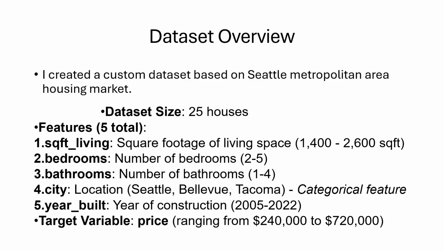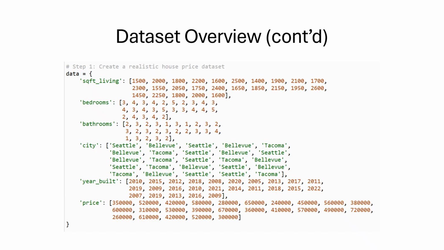So an overview of the data set, I did create a data set similar to the one that we used in class on the Seattle metropolitan area housing market. The size of the data set is 25 houses. There are 5 features in total, and that's square foot, bedrooms, bathrooms, city, and the year built. Here is a screenshot of the data.